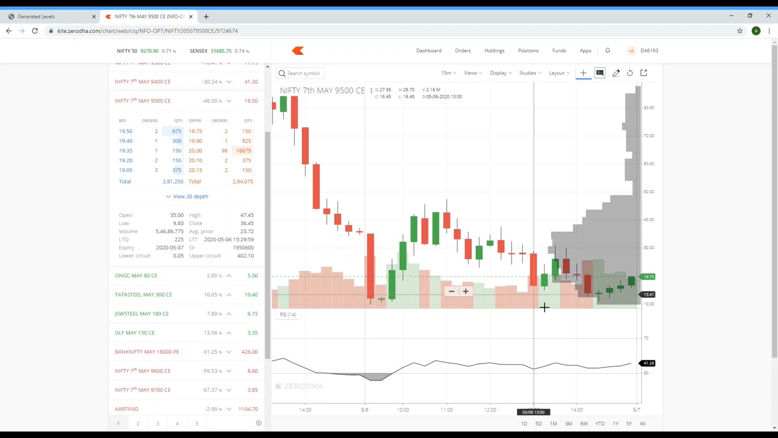As I explained, eventually it went on to hit 30 rupees with the next immediate bar. I closed my half of the position and made the rest of the options free of cost.